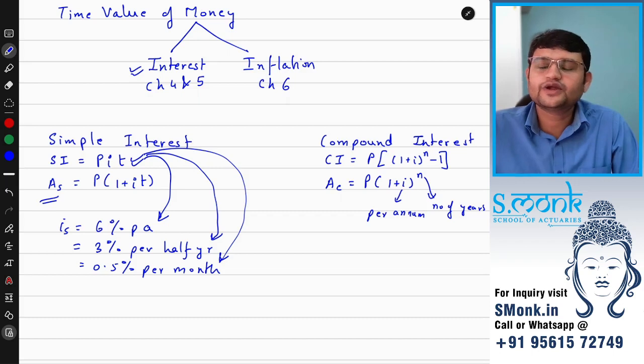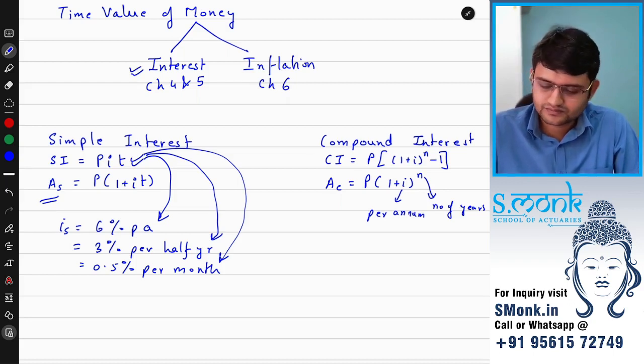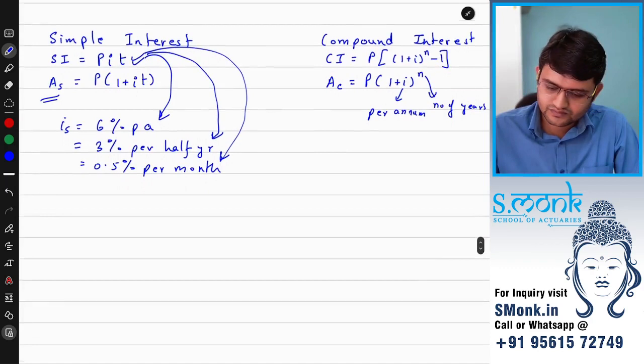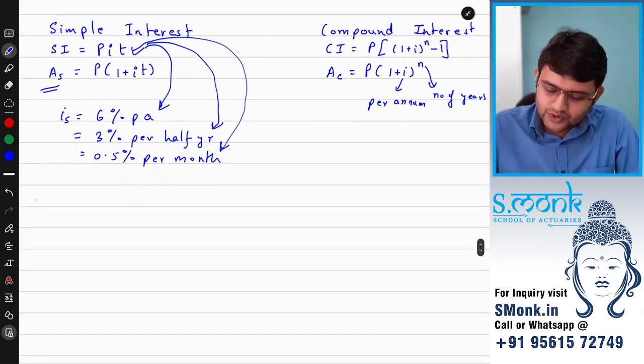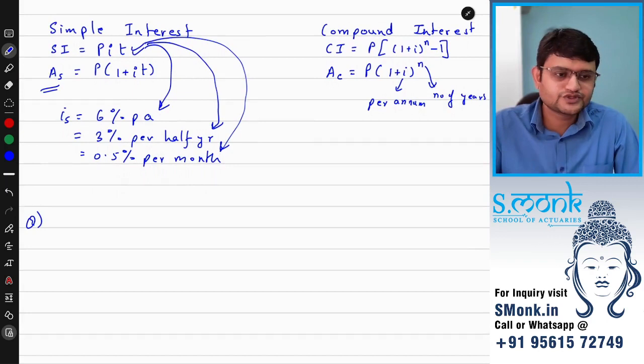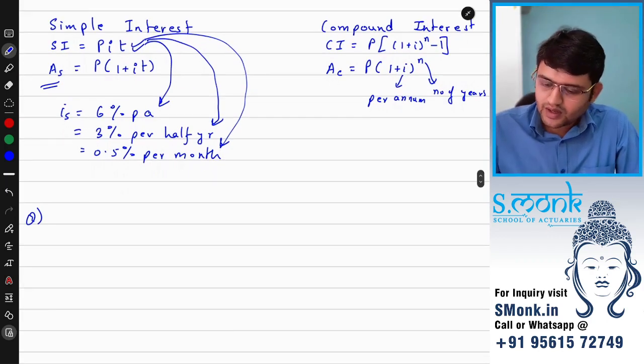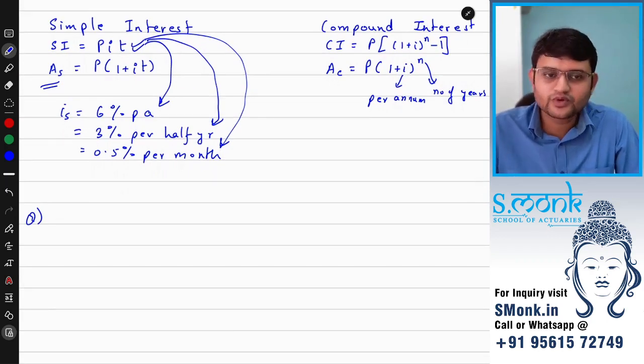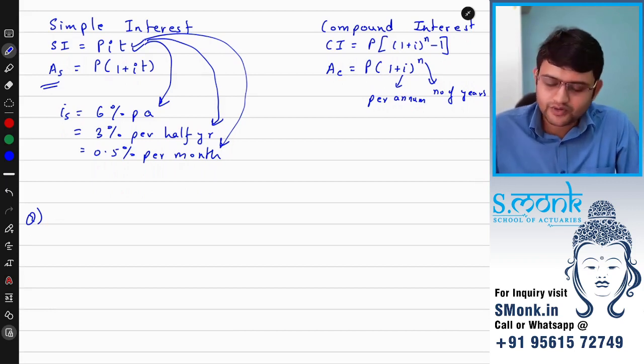Now what happens if rate of interest is not in per annum, if it is monthly, if it is half yearly, if it is quarterly? That we'll study in chapter 5. In chapter 4, we are going to assume that a rate of interest is yearly. Okay. So let me just make up a question. I hope you have your books, everything ready. And I'll make up a question for our simple interest and compound interest so that we can quickly understand it.